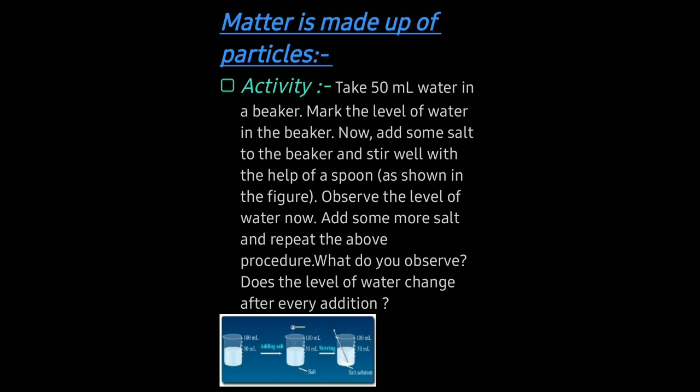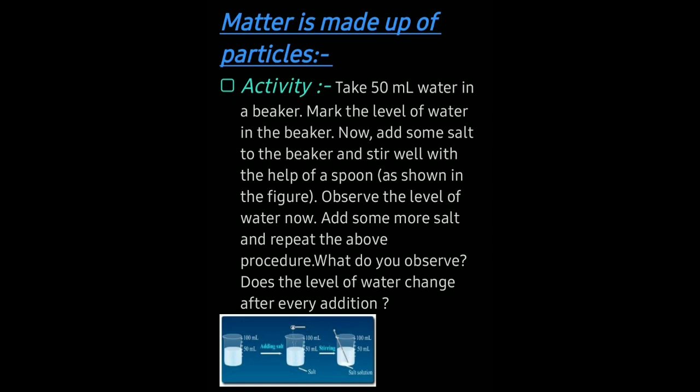For this activity, you have to take 50 ml of water in a beaker. Now you have to mark the level of the water in the beaker. Now add some salt or sugar in the beaker and stir it well with the help of a spoon, as you can see in the figure over here. Now what do you observe? Observe what the level of the water is now.